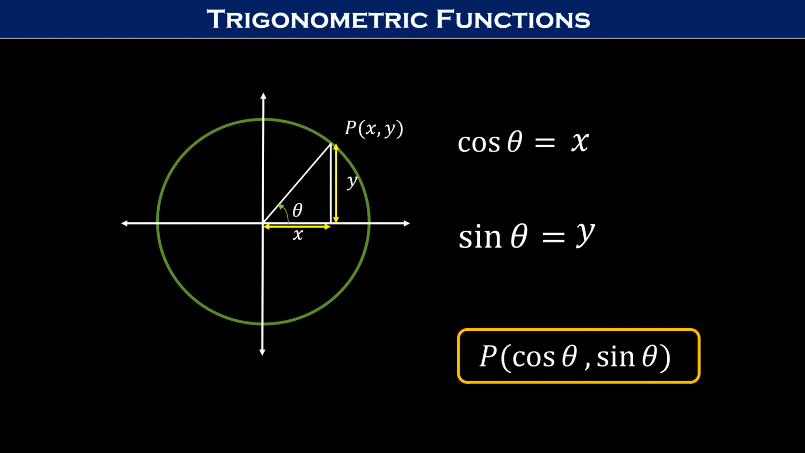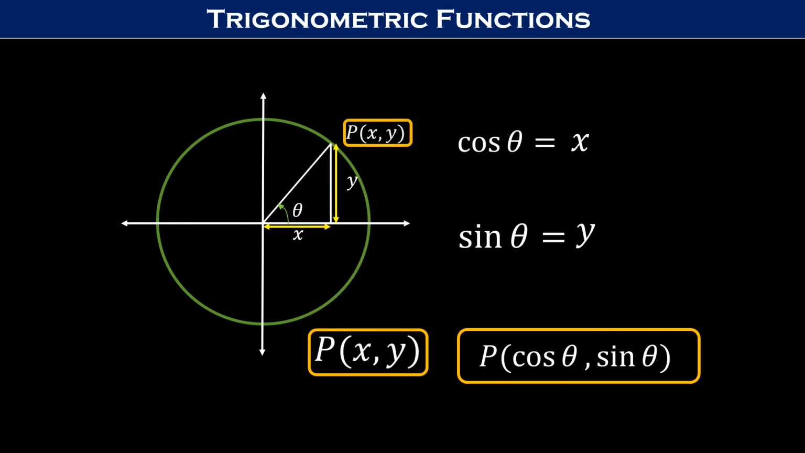These coordinates are in the form of r, the radius, and theta. So these coordinates are known as polar coordinates of the point P, whereas the coordinates of the point P as x and y are known as Cartesian coordinates of the point P. As we are finding here, the Cartesian coordinates of P are x and y, and the polar coordinates are cos theta and sin theta. So we can say that x is equal to cos theta and y is equal to sin theta.